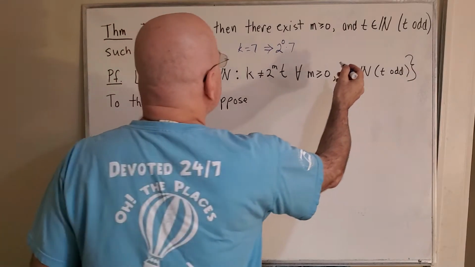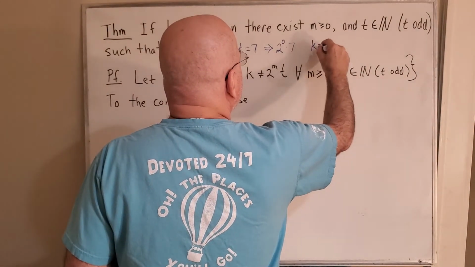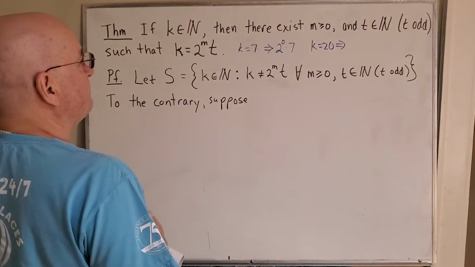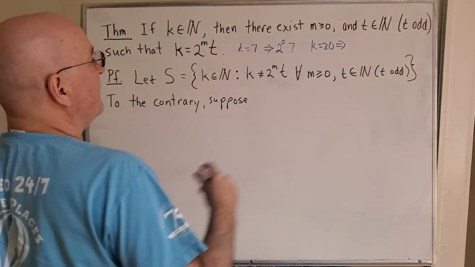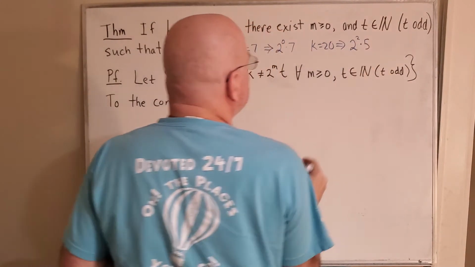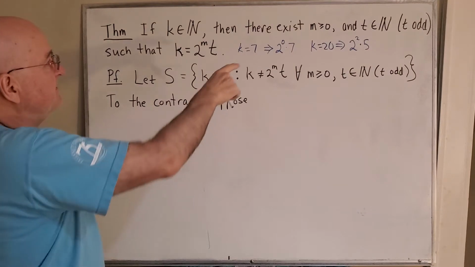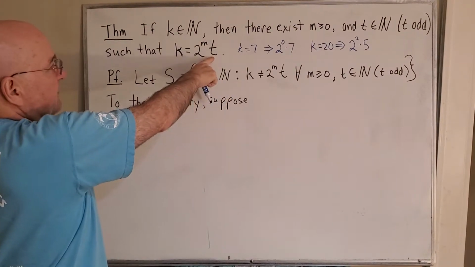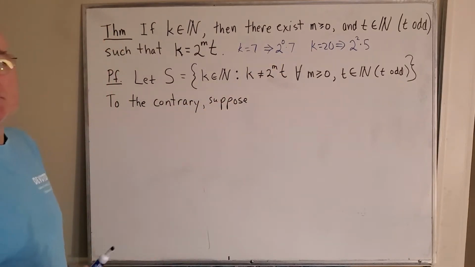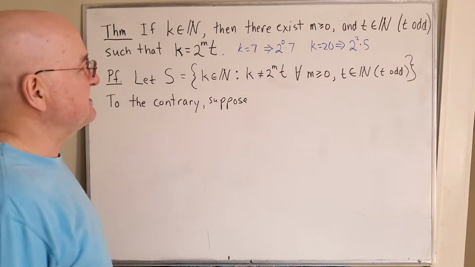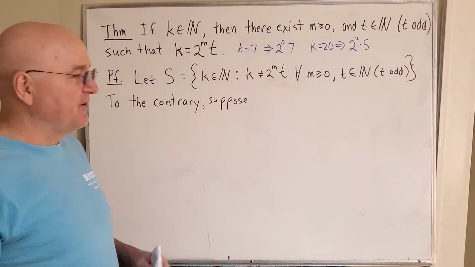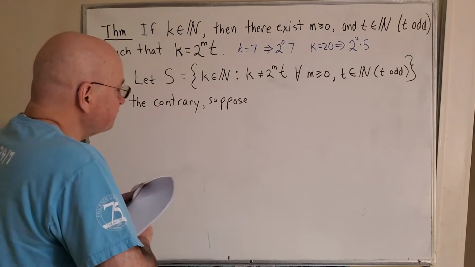Let's pick a number like 20. K equals 20. Well, what does that imply? Let's see, it would be 4 times 5. That would be 2 squared times 5, with 5 being equated to t here, the odd positive integer. In the first case, it was 7. So the two examples I've written make it look like it's feasible, and I guarantee it's true, but we are going to now prove it.